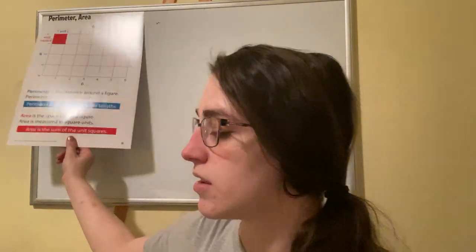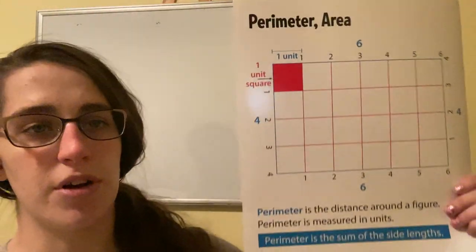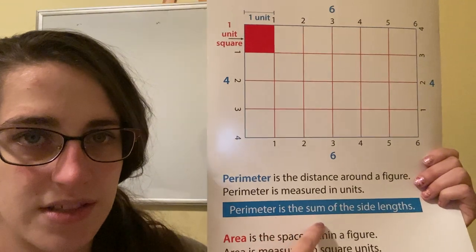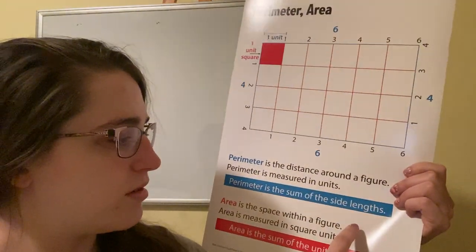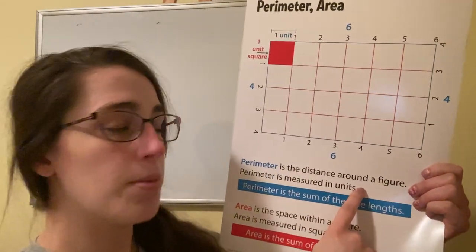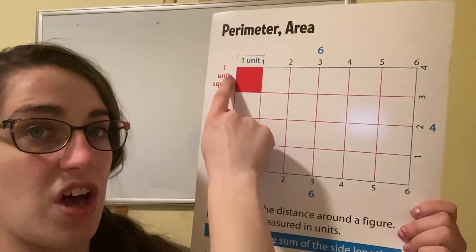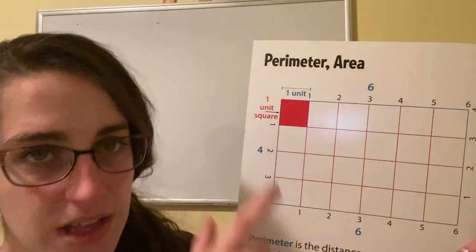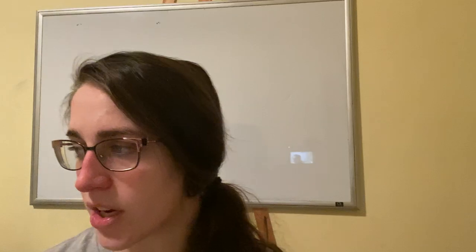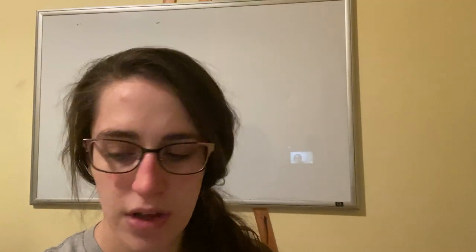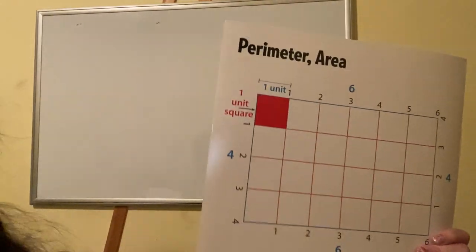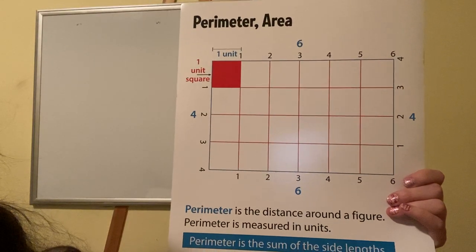All right, I'm gonna take a look at this chart here. Perimeter area chart. Perimeter, remember, is the sum of the side lengths. Perimeter is the distance around a figure, so it's on the edge, on the outside. And perimeter is measured in units. Like we talked about yesterday, we had some examples where perimeter was measured in feet or yards. When you just have numbers and you're finding perimeter, you'll use units. So perimeter is the distance around a figure, okay?